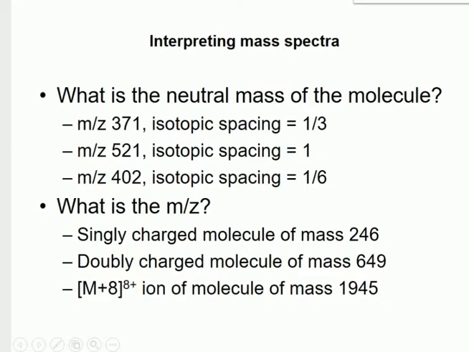Here's a quiz for you to have a go at. What's the neutral mass of these molecules here? We see these in the spectrum. And then what would the mass to charge be of these ones? I'll let you think about that for a minute and then we'll go through them.